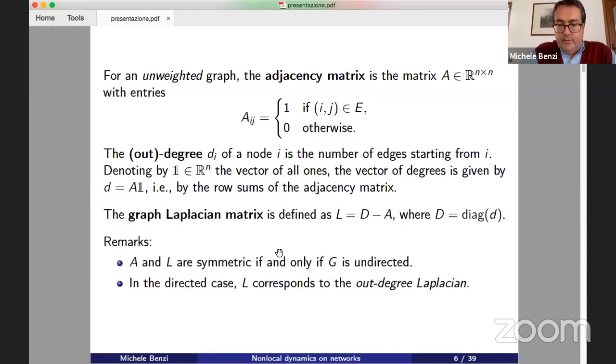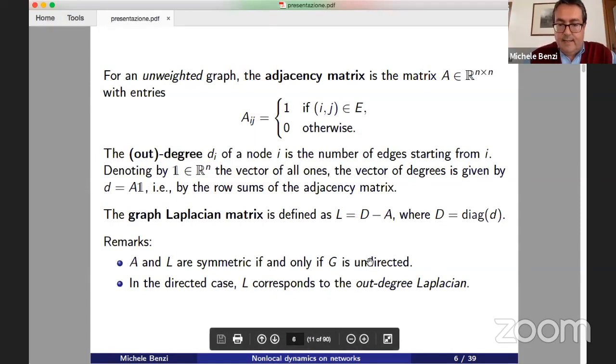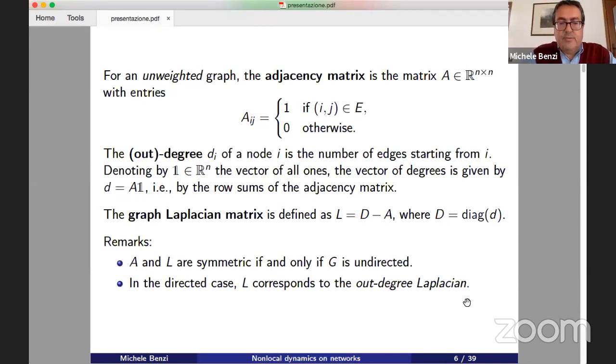There are several things to be said here. I already said A, but also L will be symmetric if and only if the graph is undirected. Again, I want to emphasize that in the directed case, this matrix D will be the matrix of out-degrees. It's called the graph Laplacian because, at least in the symmetric case, it really corresponds to a sort of discretized Laplacian operator with Neumann conditions.